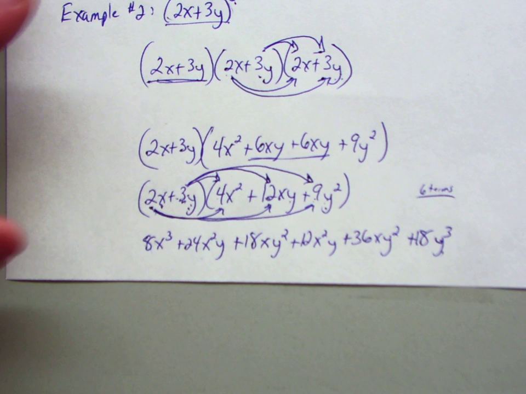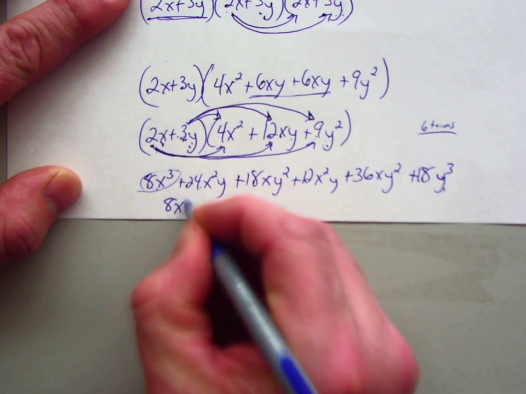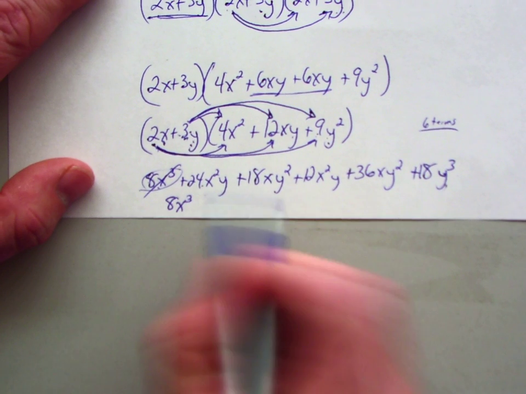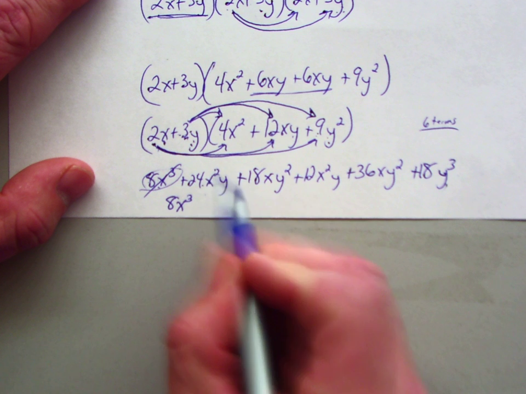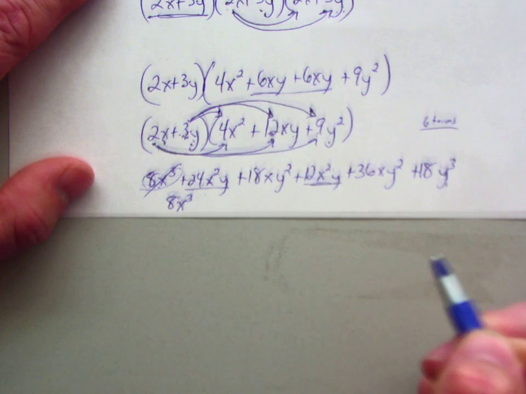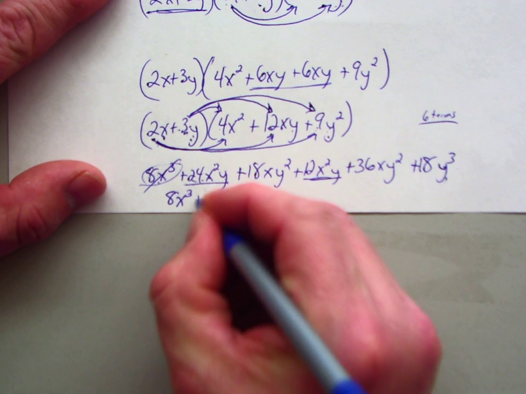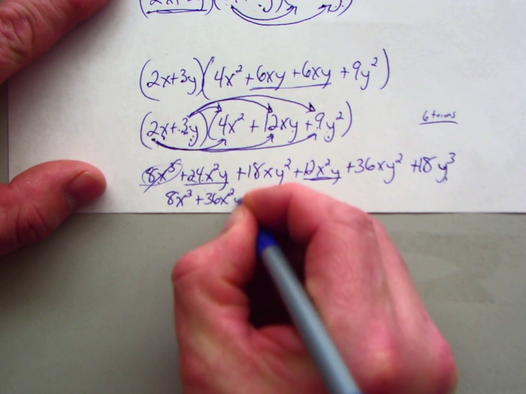All right, now I'm going to add like terms. So I'll look for all just the cubic terms. That's the only one, so it'll be 8x cubed for that one. Now I'm looking for all the terms that have the x squared and a y. Here it is, and that's it. So 24 plus 12 is 36x squared y.